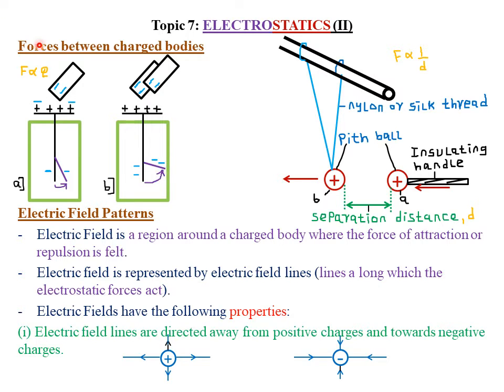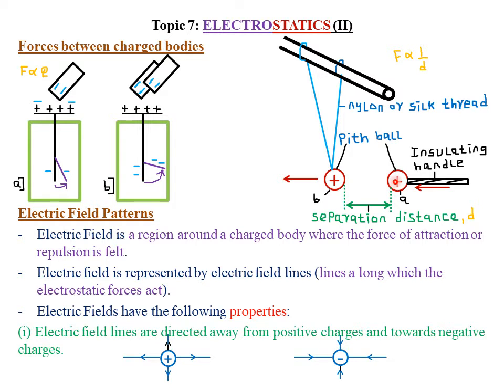So we have the two factors which will affect the forces between charged materials. One of the factors is just the quantity or the amount of charge. So the more the amount of charge, the more the electrostatic force that will be produced. Then the other factor affecting the quantity of the electrostatic force that will be produced is the separation distance between any two charges.